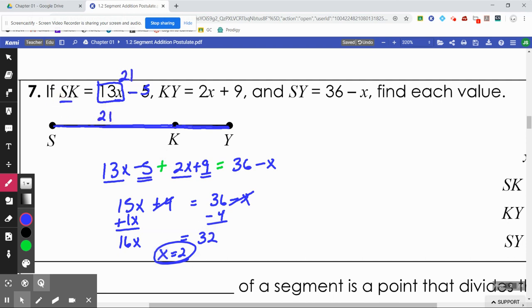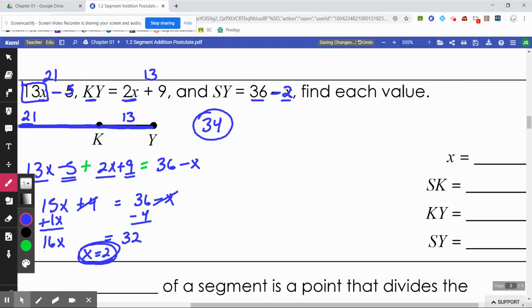From K to Y, my distance is 2 times, again, x is 2. So you have 2 times 2 plus 9. That's 4 plus 9, which is 13. So the distance from K to Y is 13. And you can think ahead. If this is 21 and this is 13, we should get a total distance. Have in your head what that is. But 36 minus x, and x is now 2. When you do 36 minus 2, you get 34, which is the value we got with 21 and 13. So that does check out.